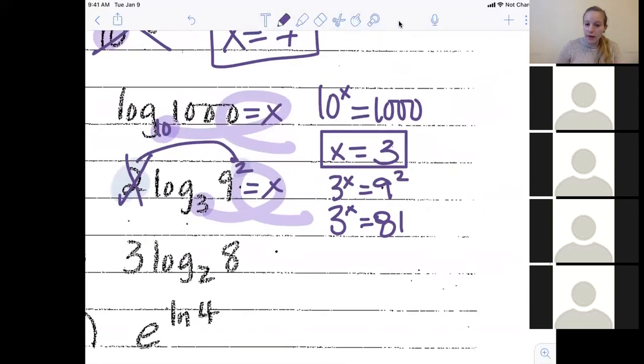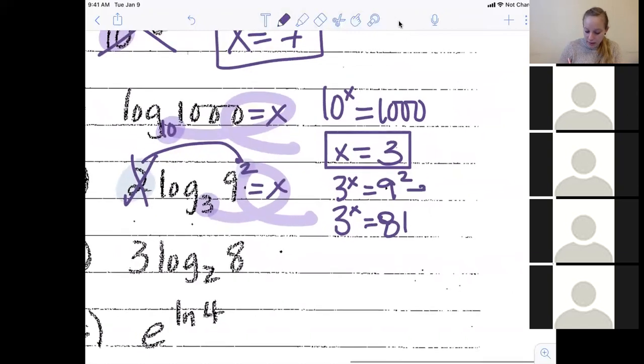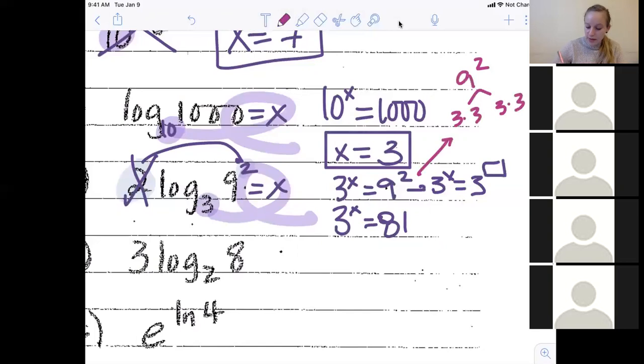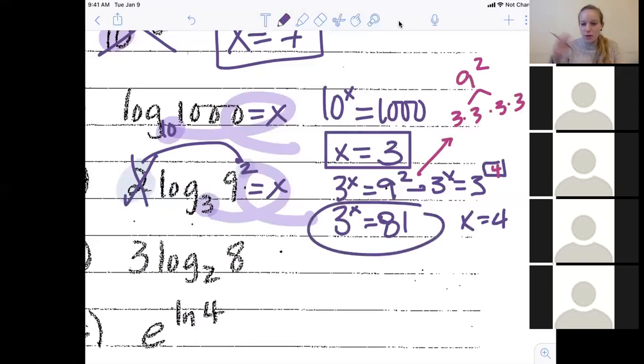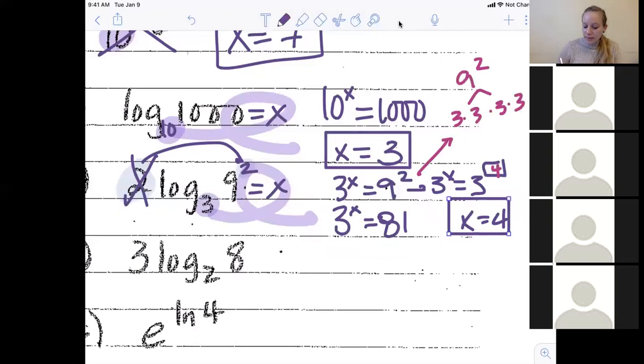Or you can think about breaking that 9 down to base 3. 9 squared is the same thing as 3 times 3 and 3 times 3. So that is 4 3s. So 9 squared is the same thing as 3 to the 4th. And that makes it super easy for me to know that x equals 4. You would also get it if you did it this way. I just don't know the multiples of 3 off the top of my head very quickly, so I would have to use a calculator. So if you want something a little bit faster, you could also do it by factoring.